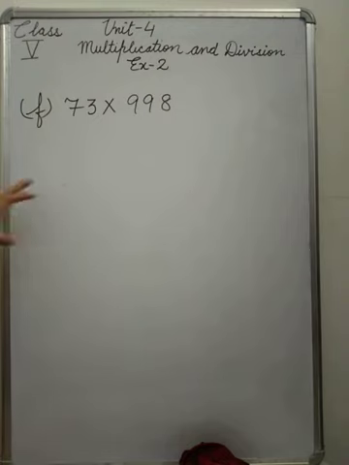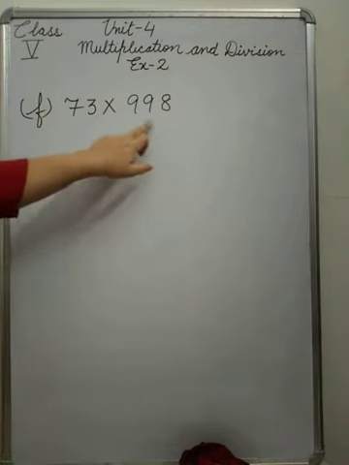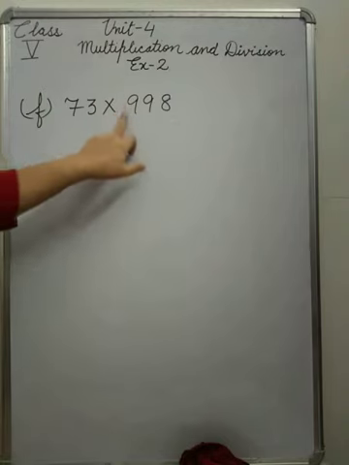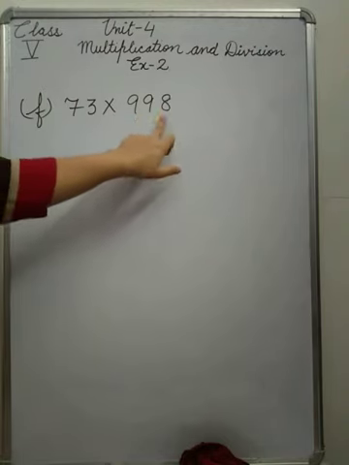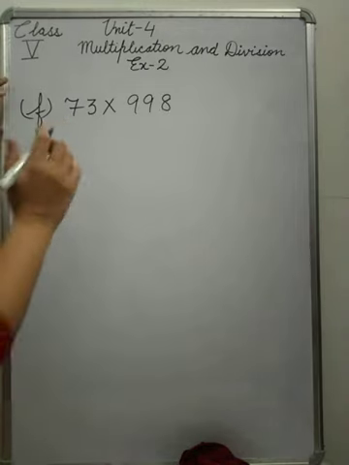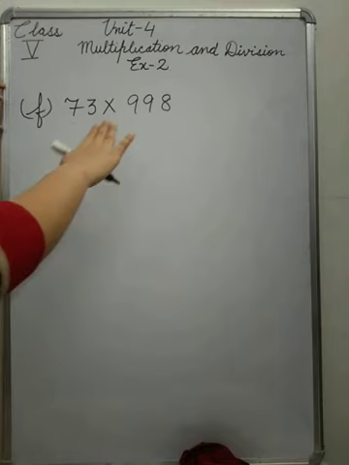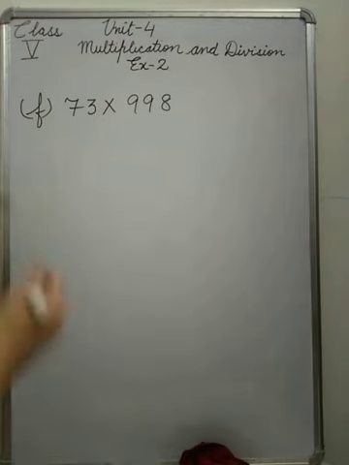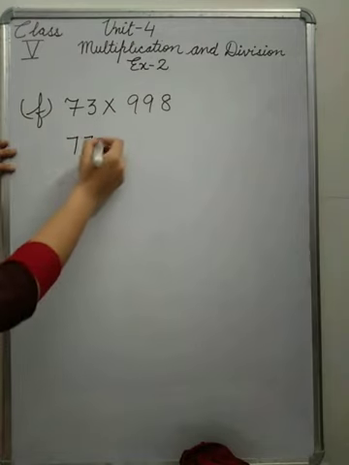See this part. 73 into 998. Now if you do 70 plus 3, that will be very critical. 998 multiplied by 70, and then 998 will be multiplied by 3, and then you will add. It will be very difficult. So do it the simple way, like thousands and hundreds. See, this 73 will remain the same.